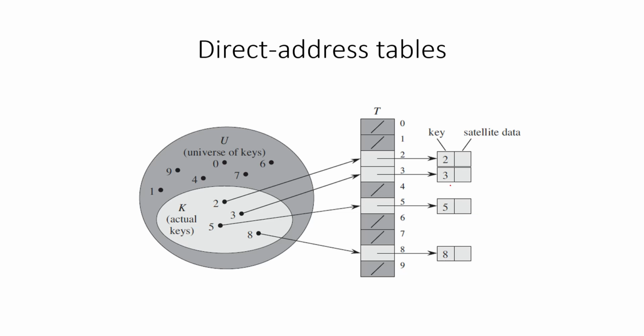But here is a diagram of direct address tables. So let's say that we have a universe of keys, and according to those keys, we can define where we store our element. And T is very similar to an array. So here in this slot, we store two pieces of information: the key itself and the satellite data that we want to store.